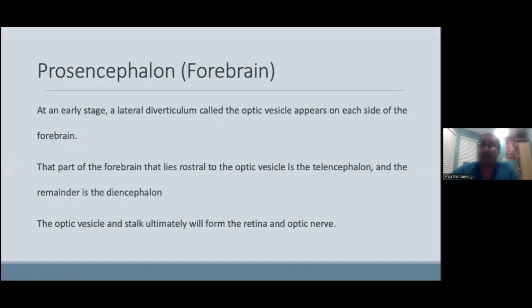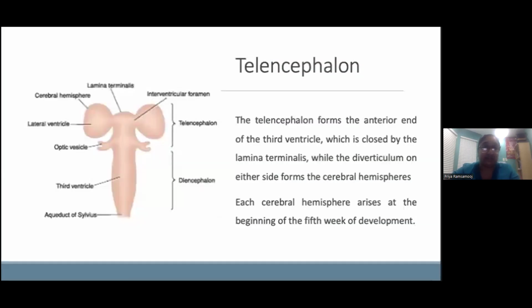So to delve deeper, we'll start with the prosencephalon, or the forebrain. The forebrain basically develops from the forebrain vesicle. At an early stage, you're going to have a lateral diverticulum called the optic vesicle appearing on each side of the forebrain. That part of the forebrain that lies rostral to the optic vesicle is the telencephalon, and the remainder is the diencephalon, as we would have seen in the images previously.